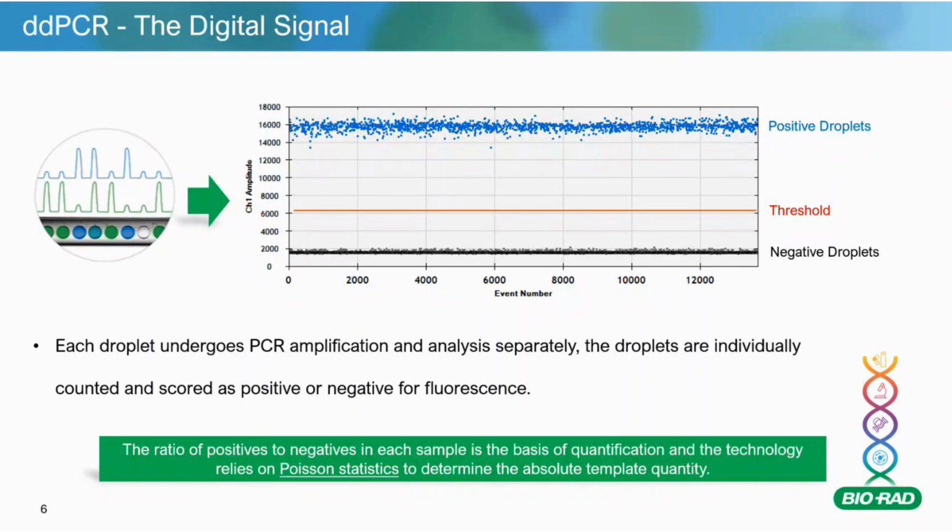And then I said the differences are, 1, in the partitioning. In real time and endpoint PCR, you don't partition your sample, but in digital PCR you do. So the partitioning method is very important. And the second is that digital signal. What does a digital signal actually mean?